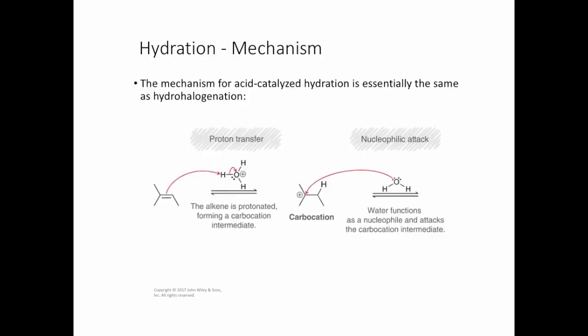And here is the mechanism. You can see if you were correct in your analysis. So it's essentially the same as hydrohalogenation. In the first step, the alkene is protonated. So we draw an arrow from the pi bond to an H of H3O+. And then we form a carbocation intermediate. And then water attacks in the second step. So we've got nucleophilic attack. So we draw the arrow from the lone pair on the oxygen to that positively charged carbon.